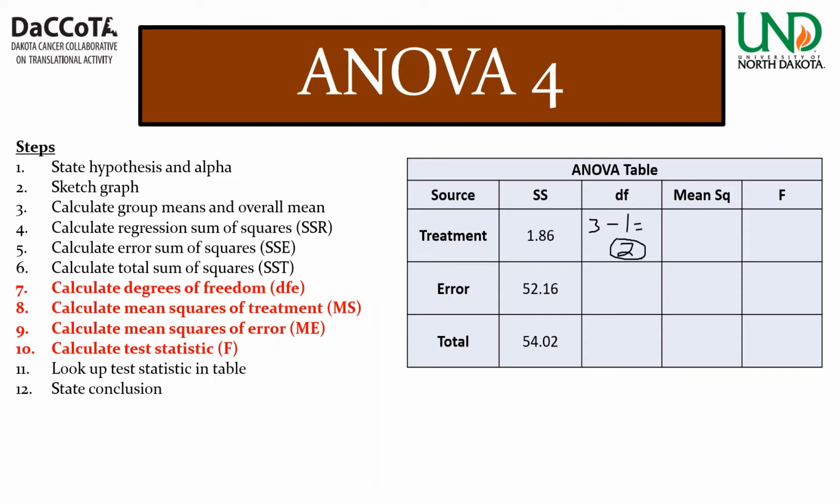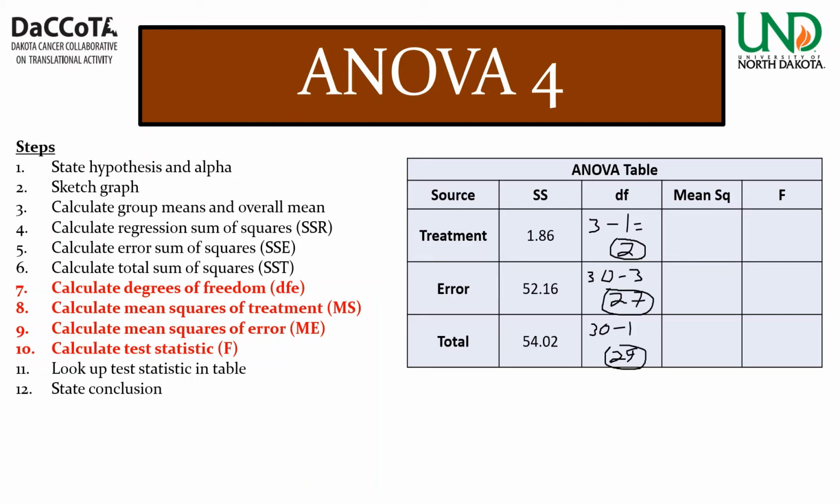Circle here. For the error, it's going to be the total n. So we had 30 minus the number of groups, which is 3. So that's going to be 27. And for the total degrees of freedom, that was the total number minus 1, so that's going to be 29, but we won't really need this any later here. This is just for completeness.